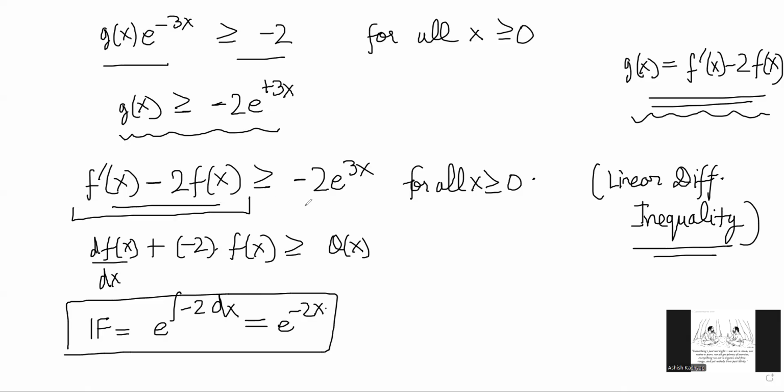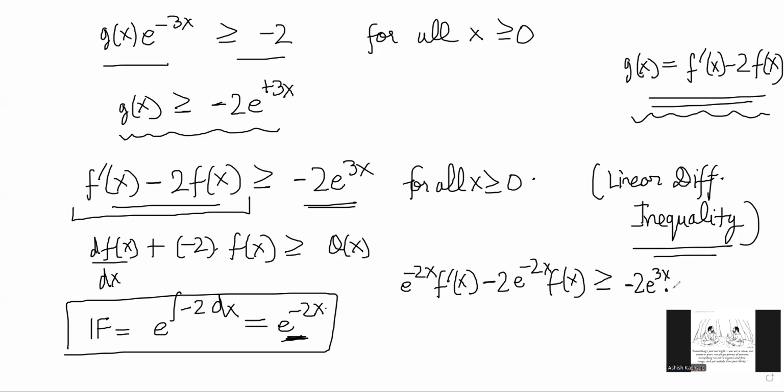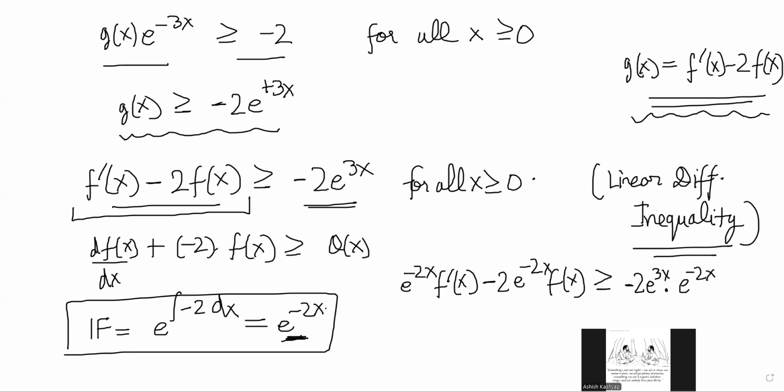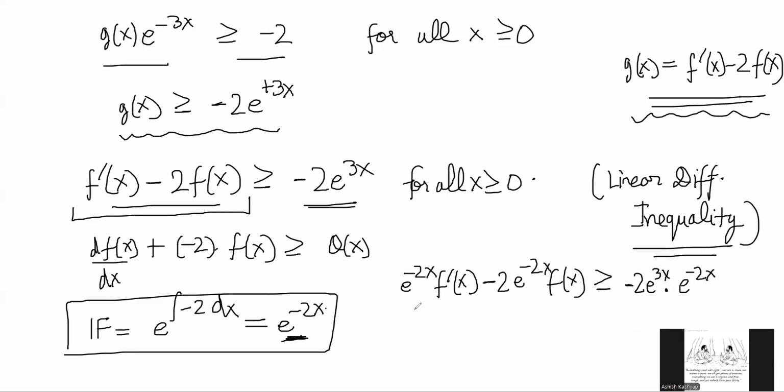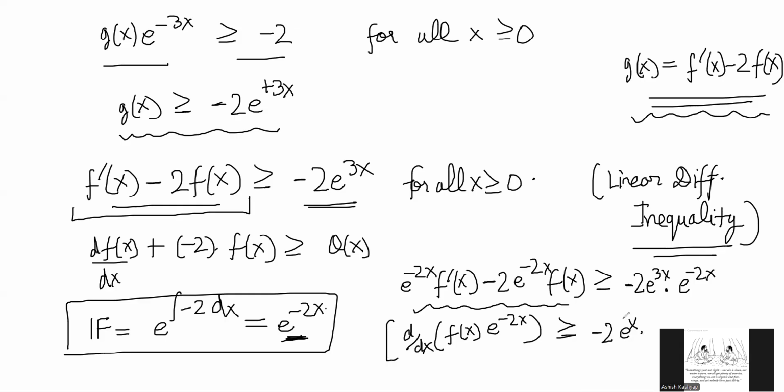If I multiply both sides of this inequality by e power minus 2x, I will get something like this. E power minus 2x f dash x minus 2 e power minus 2x f of x is greater than or equal to minus 2 e power 3x multiplied by e power minus 2x, right? This is what I'm getting. And notice that the left hand side, just like before, is the derivative d by dx of y times integrating factor. So it is f of x times e power minus 2x is greater than or equal to, this is coming as minus 2 e power x, right?